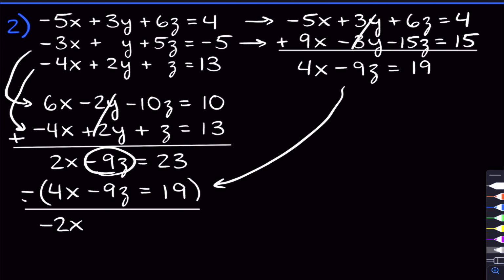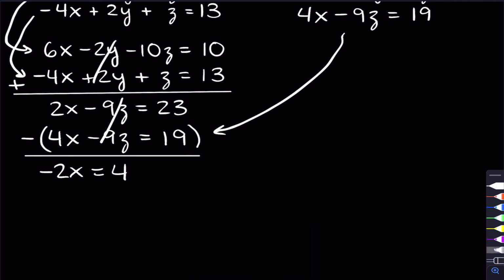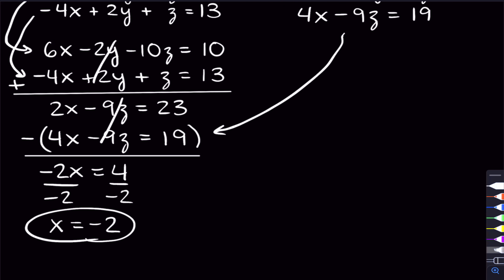We have -9z minus a -9z, and that's 0. We have 23 minus 19, and that's 4. So we get that -2x is equal to 4. And from there, let's just divide by -2 on both sides. And we get that x is equal to -2. So our first variable is now solved for.